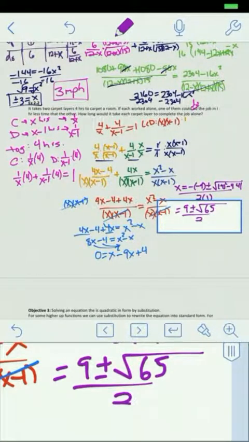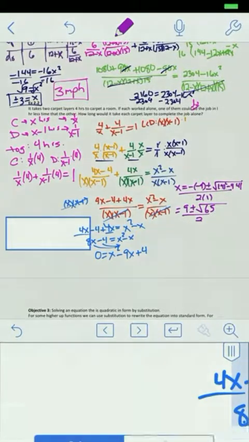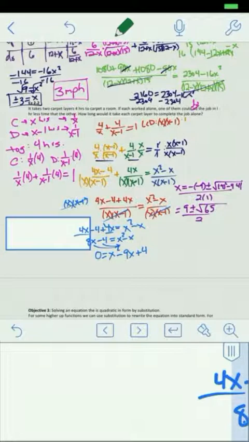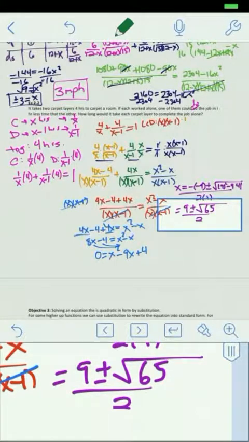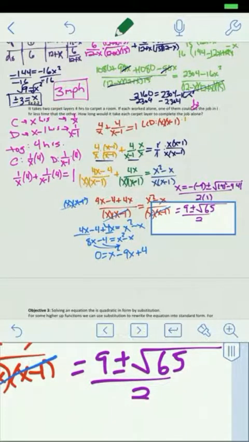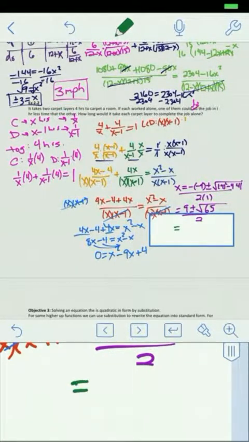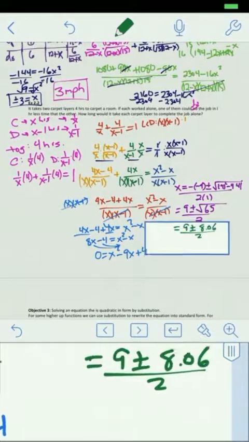Over 2. 65 is not a perfect square, but I can try reducing it. Actually, I take that back. Let's not try reducing it. Let's just convert it to a decimal so we can get more of a decimal answer. The square root of 65 is about 8.06. So 9 plus or minus 8.06 over 2.